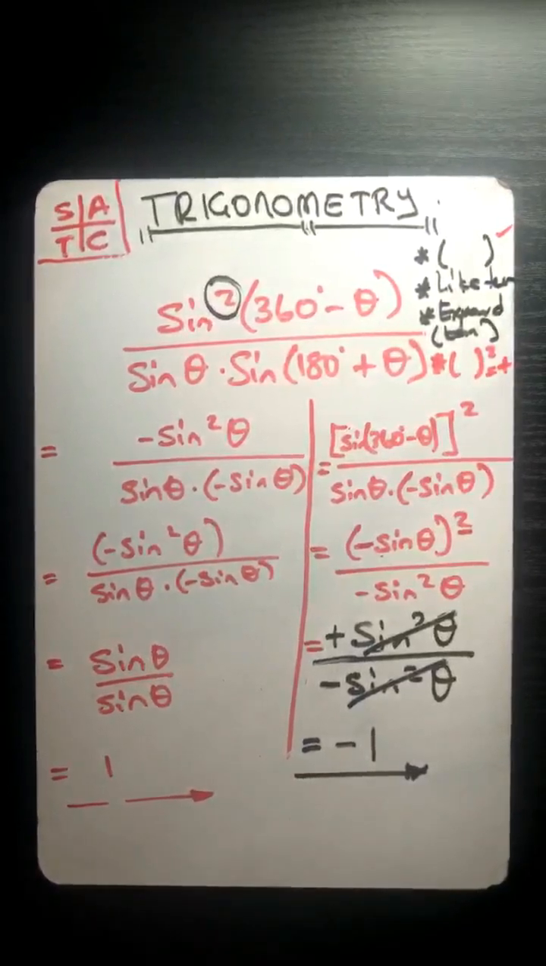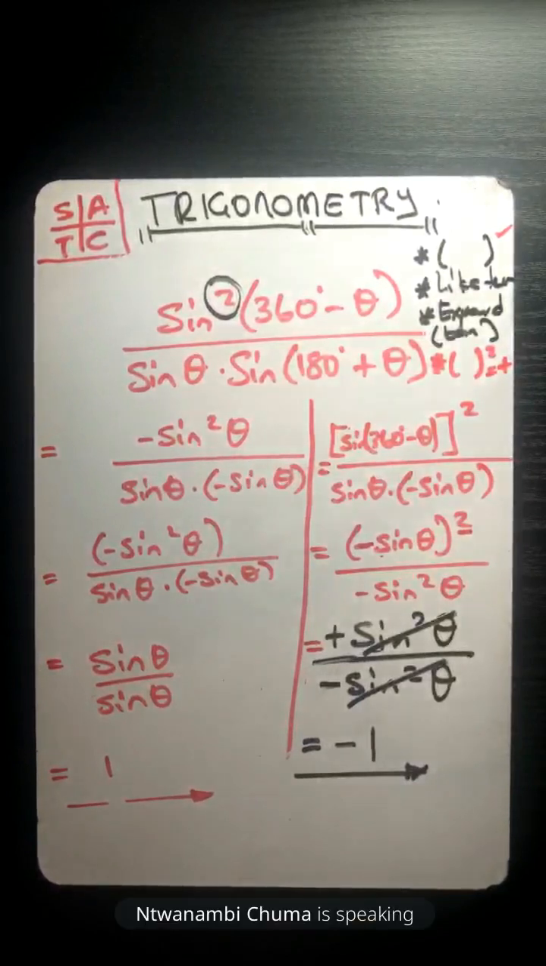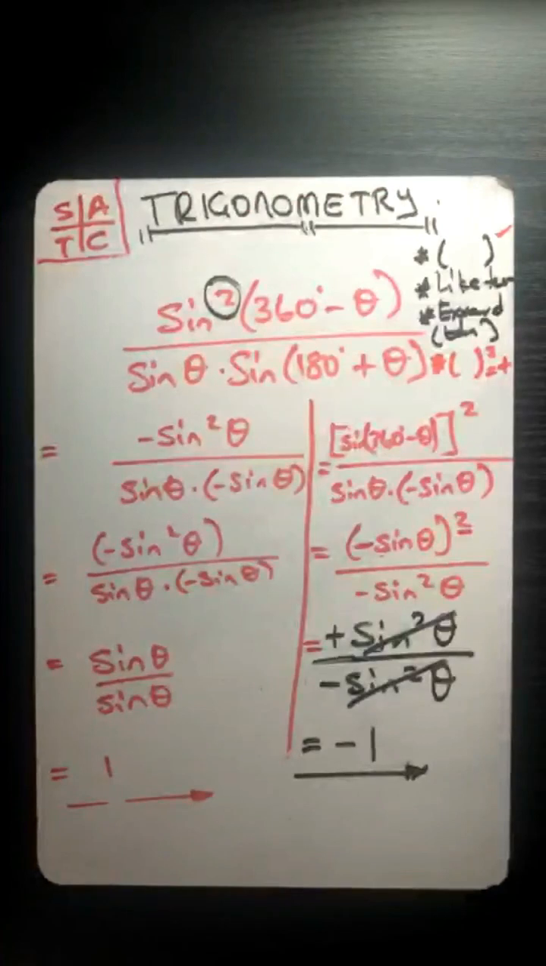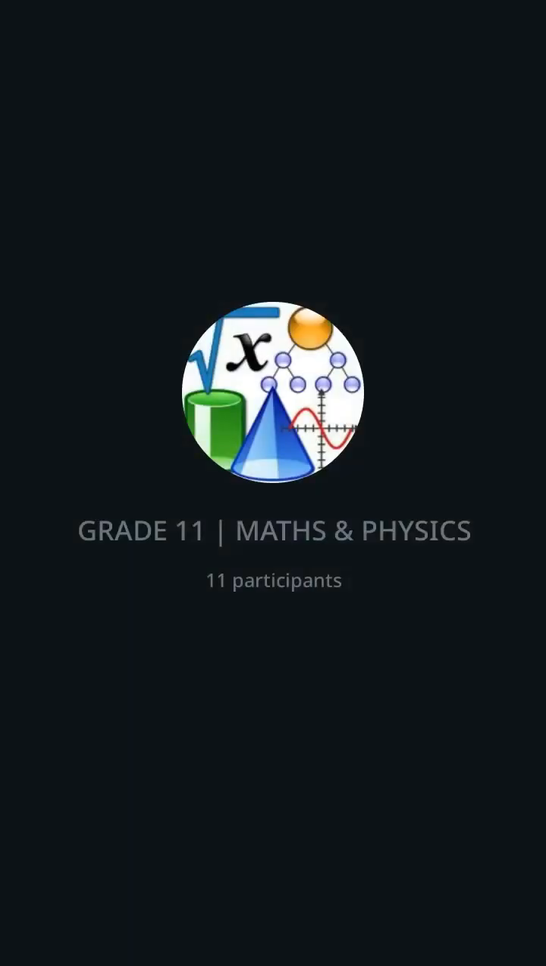Did I lose you on that one? No, sir. I can say my mistake is that I didn't put that squared outside the brackets. Yeah, so can you see the danger of that? It makes everything to be wrong.